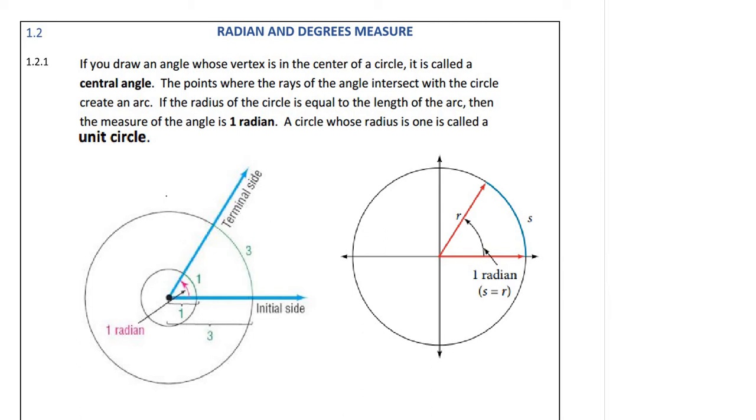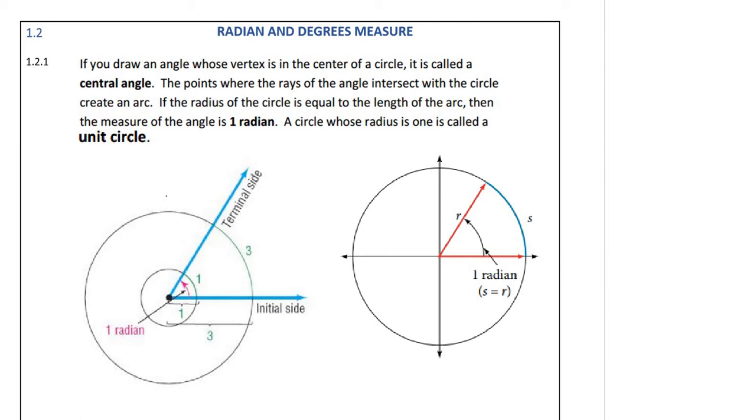Now, the problem with degrees is that we cannot use them in calculus. We cannot find the derivative using degrees. So they had to come up with another way to measure angles. There is more than one other way, but the one we use mainly for calculus is the radian measurement.